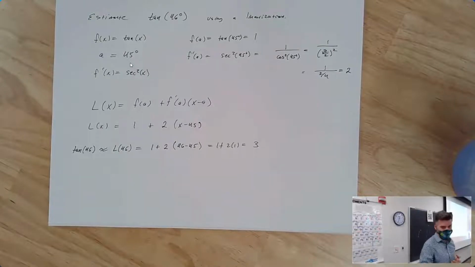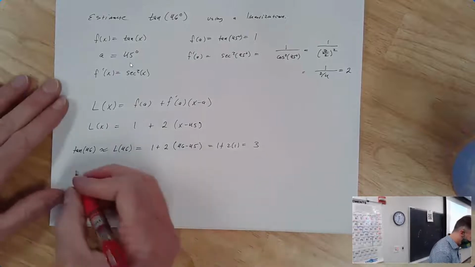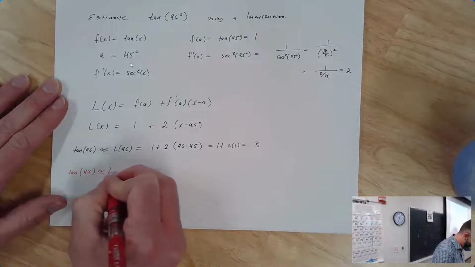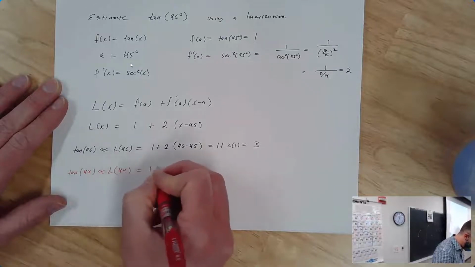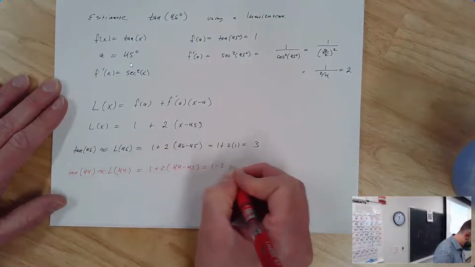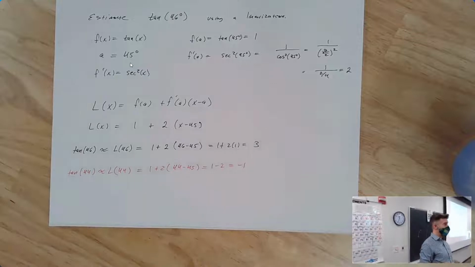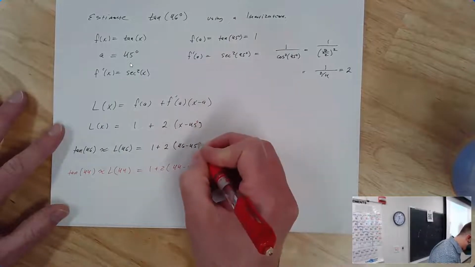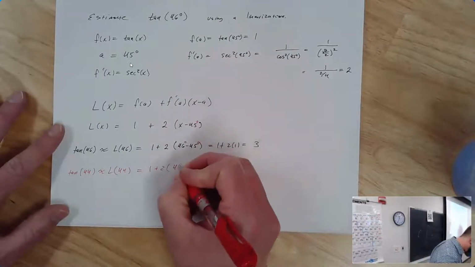I will also point out, because another example that we typically do is tangent of 44 degrees. It would be 1 plus 2 times 44 minus 45, which is 1 minus 2, which is -1. That seems extra wrong because 44 degrees is in the first quadrant, and tangent should definitely be positive in the first quadrant. So what's going on here? We didn't convert from degrees to radians. Right, exactly. So the thing we need to be aware of is that this is degrees, this is degrees, this is degrees, this is degrees, this is degrees.